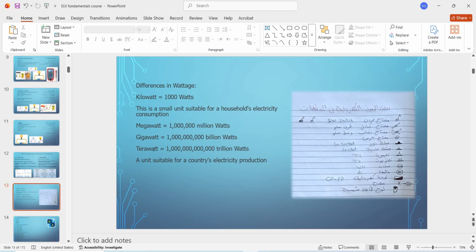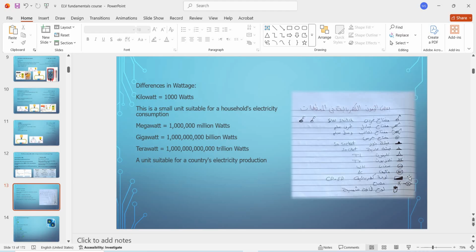And here on this paper I have some symbols in Arabic. I wish I could have published it in English, but right now I don't have it. So when you see this symbol, it means a single switch, and this is a double switch. This symbol means there is a bell. This is a power socket. This is a normal socket. This is a TV outlet, a television outlet. WH is the water heater. AC means air conditioner.